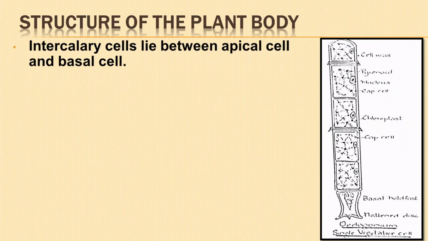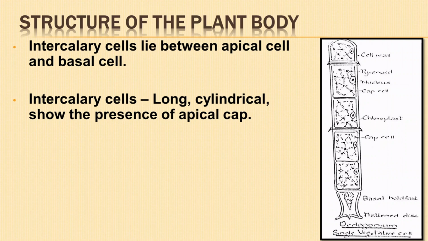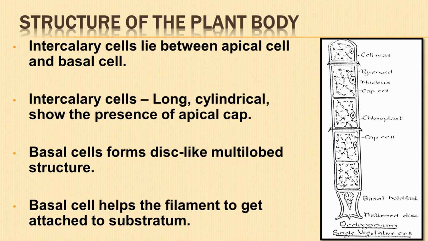The intercalary cells are all similar and lie between the apical cell and the basal cell. They are longer and cylindrical in outline. Some intercalary cells show the presence of ring-like structure in their upper part called the apical cap. The basal cell or the holdfast is narrow at the base and expands to form a simple flattened disc-like multi-lobed structure. It helps the filament to get attached to the substratum.